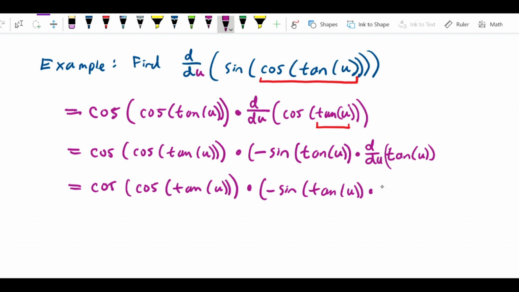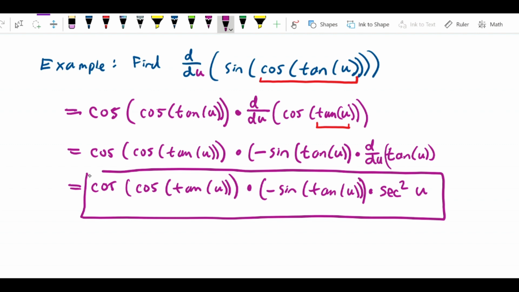There's nothing else to do here. This is just going to be secant squared u. And there we go. I need one more parenthesis there. Okay, so there we go. That's the derivative with respect to u of sine of cosine of tangent of u.